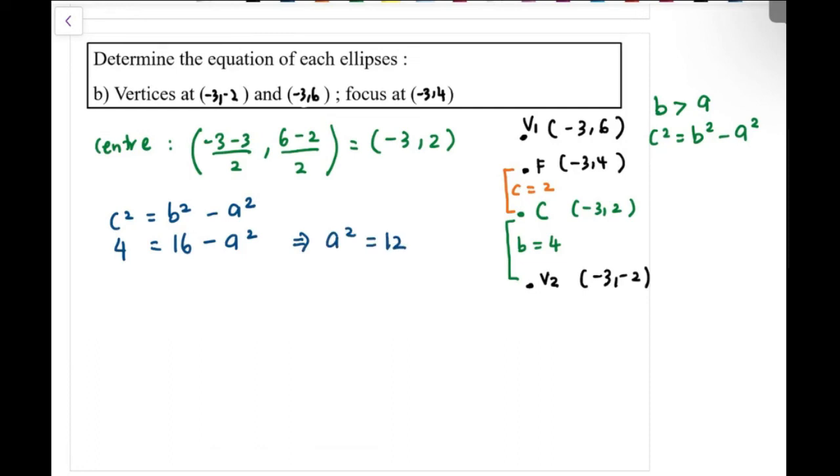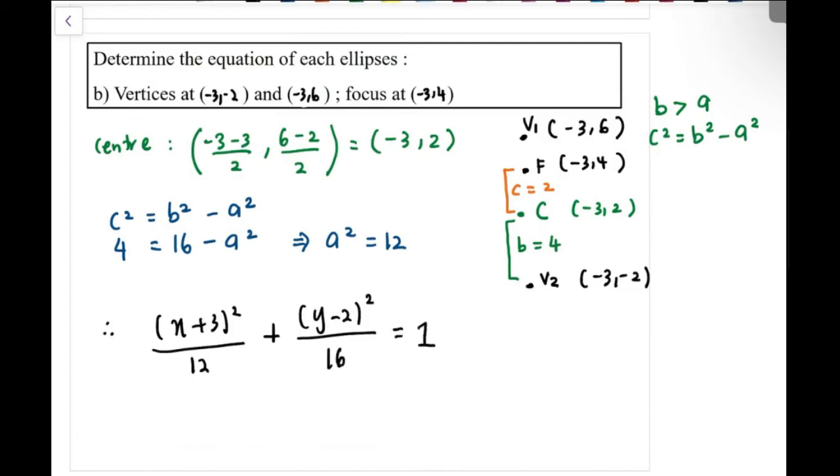Already found A, now we can simply substitute into the standard equation of an ellipse. So we have x minus h, so x plus 3 squared over A squared, so over 12, plus y minus k, so y minus 2 squared over B squared, our B squared is 16, equal to 1. So that's how we find the equation of an ellipse.